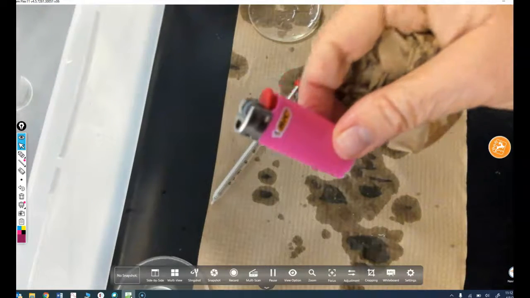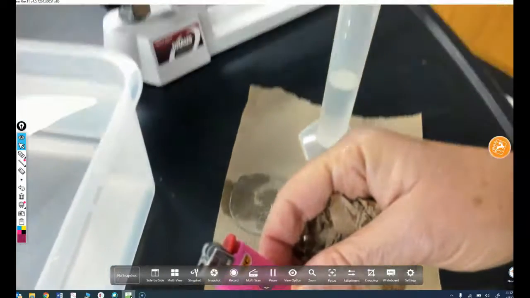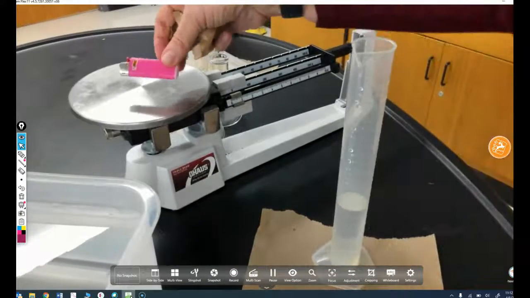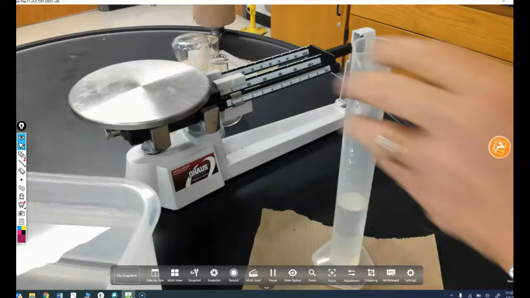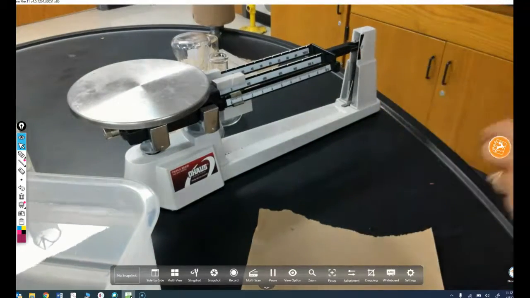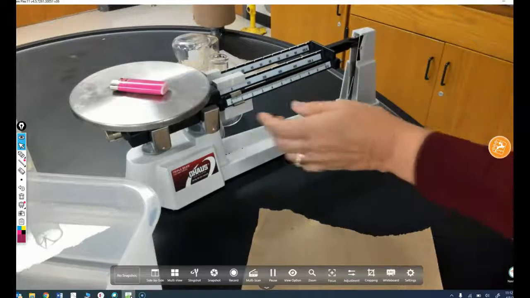And so the next step, it says to place the lighter on the balance pan and determine the mass to the nearest 0.1 gram. And so there is my balance, and I'm going to place it here. Please note that on my balance, I have already zeroed it to the 0 line here. So placing my lighter here, I can measure its mass.